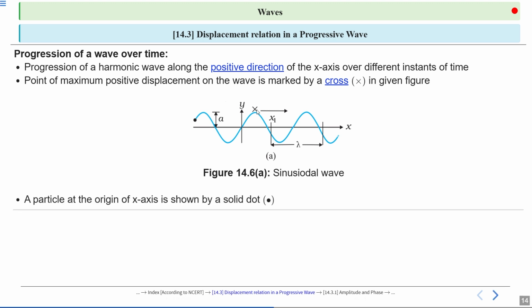Finally, observe that a particle at the origin of the x-axis is shown by a solid dot. Clear? This one, on our x-axis. The origin is the starting point or the position on our x-axis. This helps us track how the wave moves relative to a fixed point.